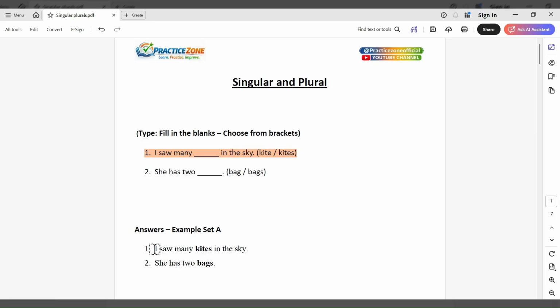2. She has two blank. The word two means more than one. So we use a plural form. So the correct sentence is, she has two bags. See, it's simple and easy. Just look for words like many, two, three. They tell you to use plural nouns.